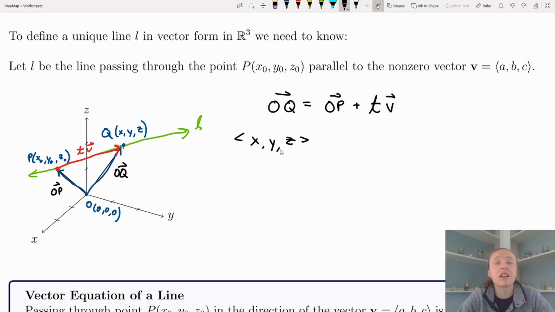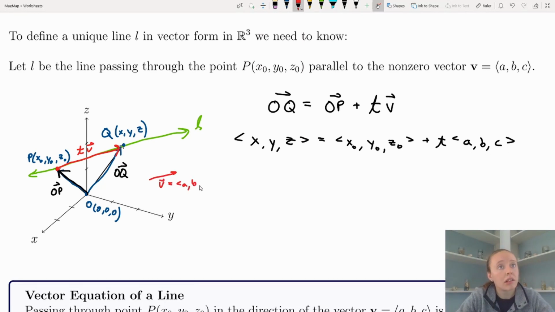So you can see that this is some variable vector, meaning that my points x, y, and z aren't defined. However, my vector OP, if I defined x naught, y naught, z naught as specific numbers, that vector is going to be x naught, y naught, z naught, head minus tail. So this vector x naught, y naught, z naught, if I add that to t times some vector v, which we said v was the components a, b, c, then you can see I have my vector equation.